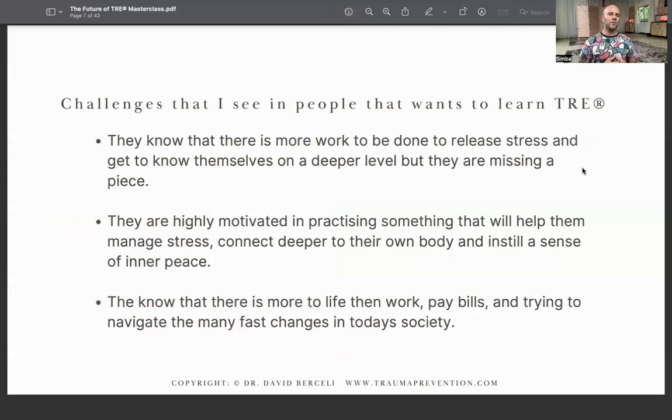And the reason I wanted to do this masterclass is that I see a few different challenges, not just in people that are coming into wanting to learn TRE, but also people that are professional in TRE. And a lot of the challenges I see in people when they want to learn TRE or more about the autonomic nervous system is they know that there's more work to be done to release stress. They know that there's something there.